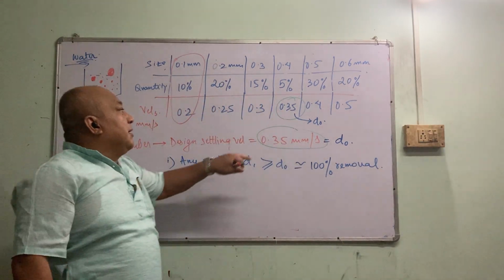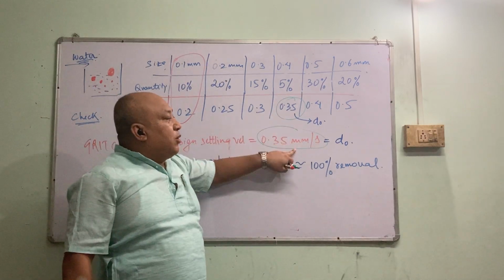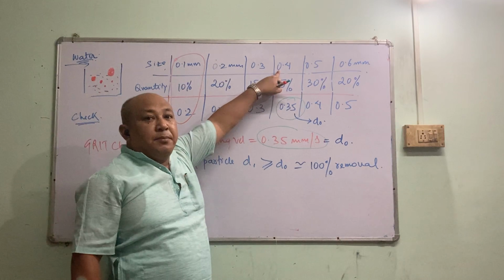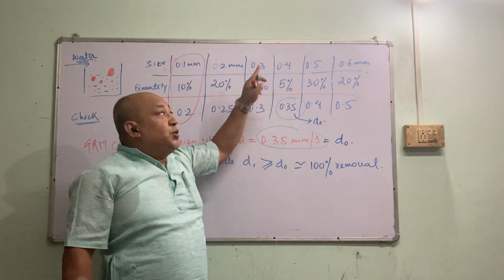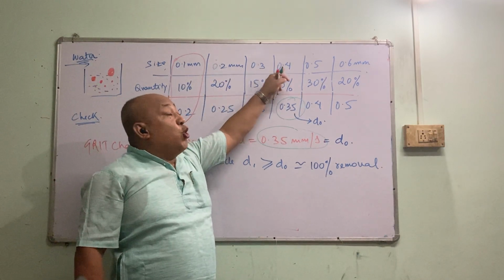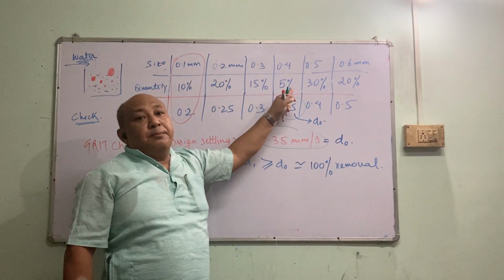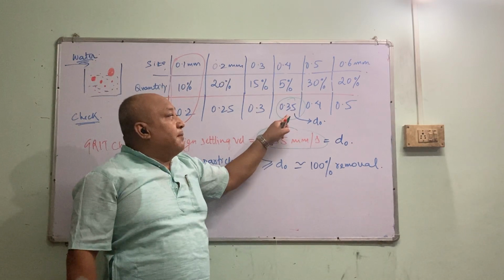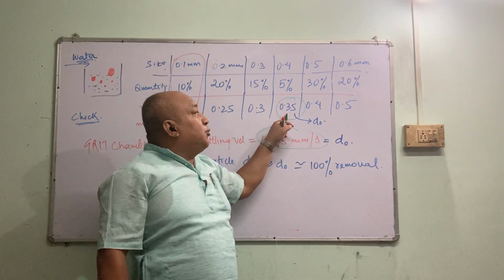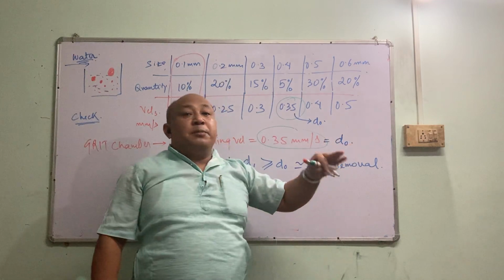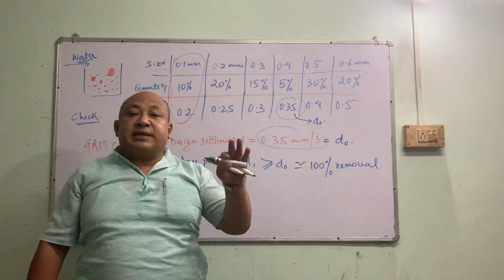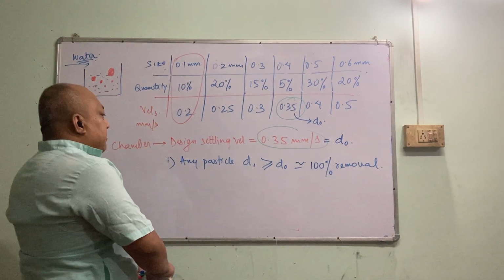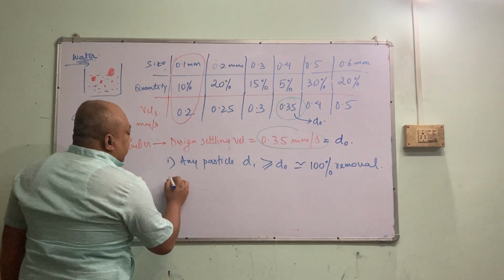That means 0.35 mm per second is our design value. That means the particle size is 0.4 mm. So any particle which may be equal to 0.4 mm or more than 0.4 mm, or having settling velocity of 0.35 mm per second or more than 0.35 mm per second, they will be definitely heavier and they will be settled down completely, 100%. Fine. Number one statement.